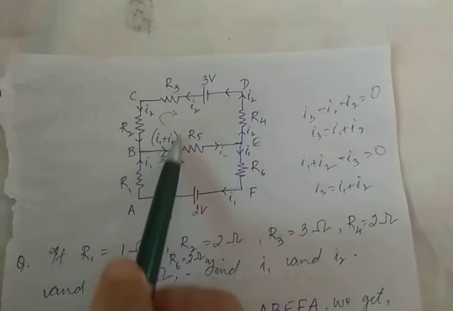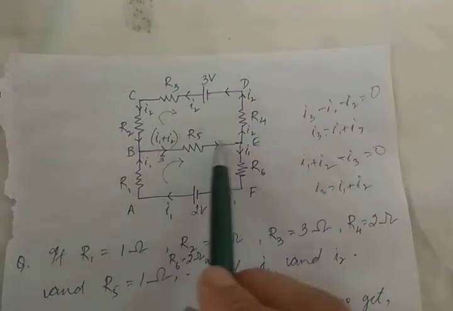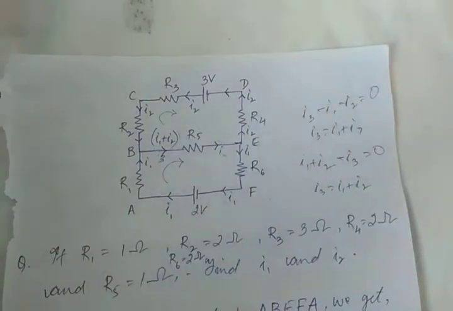It's kind of intuitive also. I1 and I2 flowing towards B meet at the junction and together flow as I1 plus I2. Same here: I1 plus I2 flowing here, they branch out as I1 and I2 respectively.